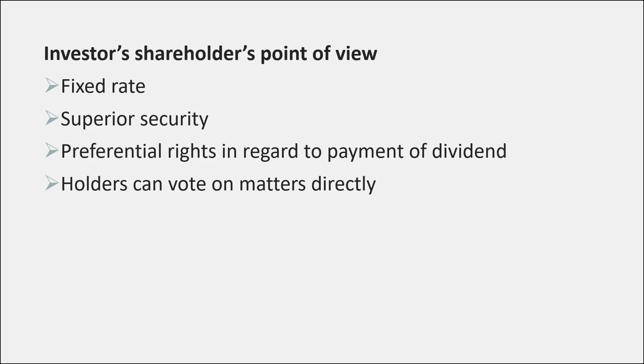Holders can vote on matters directly, which means preference shareholders have no voting rights regarding management issues, but they can vote if any dividend due on their shares is unpaid. For those matters, they can vote.